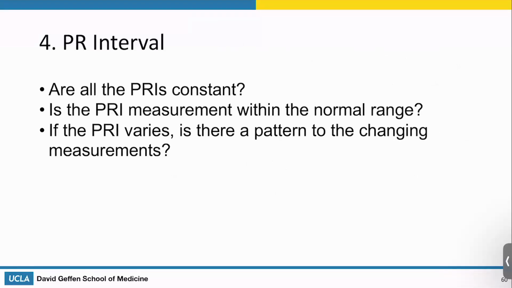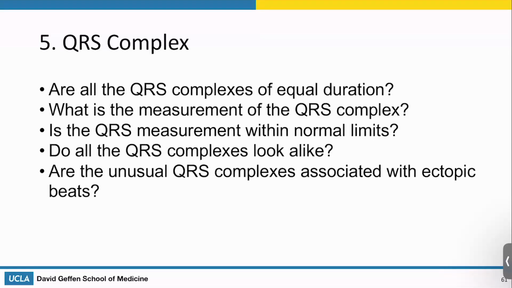So the PR interval: are the PRIs constant? Is that PR interval constant? If the PRI starts to vary, it means there's a varying degree of delay at the AV node and is problematic. We want it to be the same every time. And is that PRI measurement within normal range? And if it varies, is there a pattern changing to the measurements? You'll learn that when we start to go over the AV blocks.